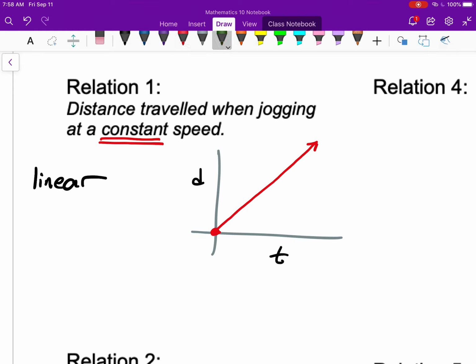If it didn't say that, then we wouldn't know. Or if it told you you weren't running at a constant speed, then this graph would look more like this. Sometimes you speed up, sometimes you slow down. And that would not be linear. So for this, to know it was linear, really that word constant was key. All right, now is this discrete or continuous? This is continuous.